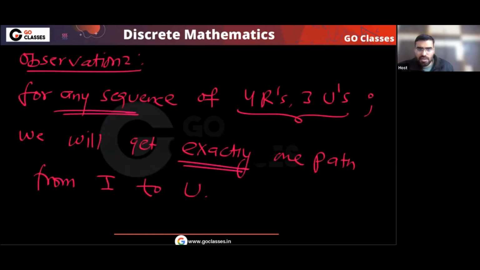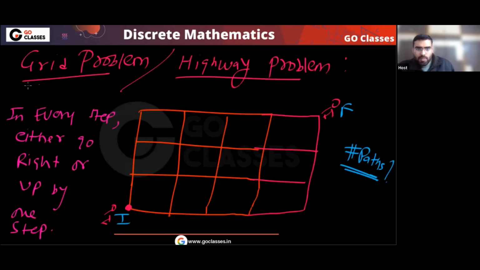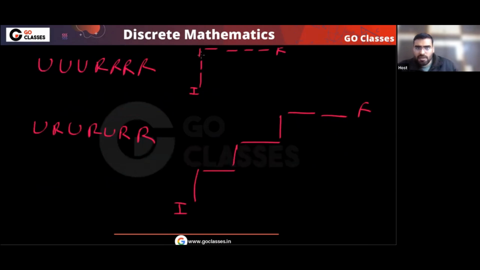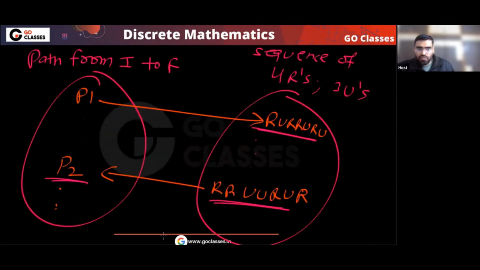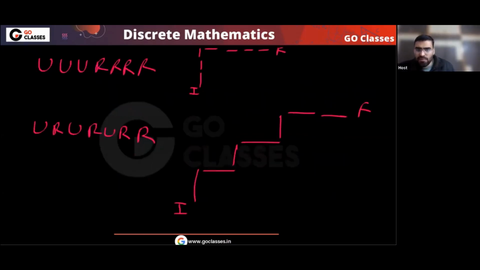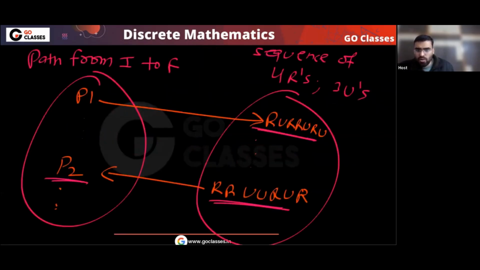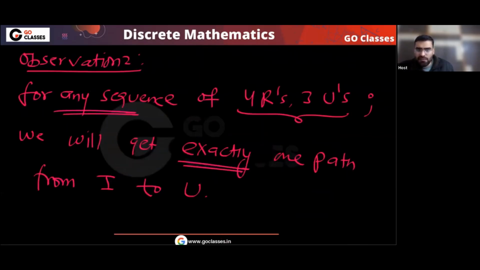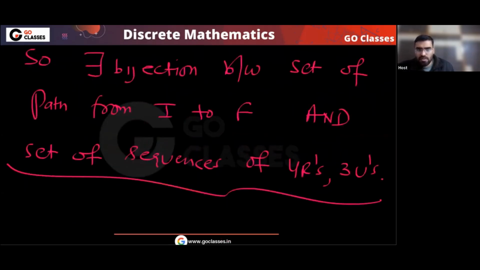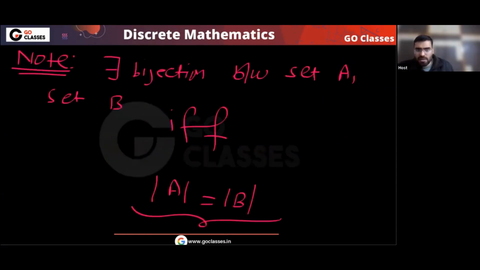Is this clear to everyone? This grid problem, this highway problem, is this clear? This observation is clear or not? That there is a bijection between them. This is the proof, remember. If you know the proof, then you can handle any type of question. If they give you some variation, I don't know what they will give you. In the GATE exam, they can give you anything. We don't know. But if you know the proof, then definitely you can handle it, because you know why this formula is coming.